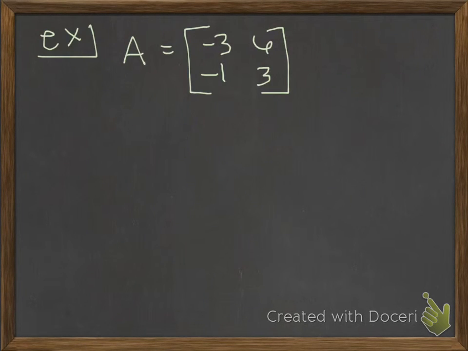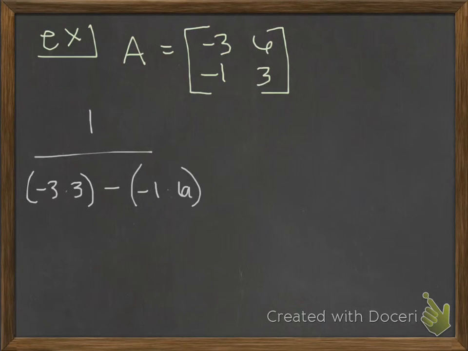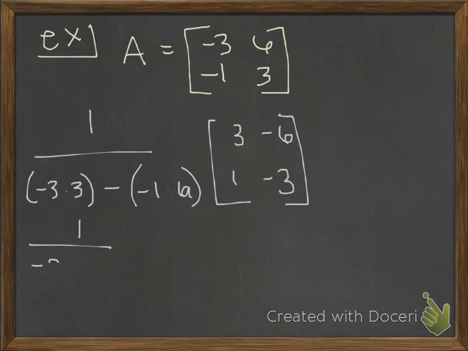So for the first example, we're going to find the inverse of this matrix. So to do that, do 1 over A times D, so that's negative 3 times 3, minus negative 1 times 6. And then we flip-flop this matrix, so A and D switch spots, so the 3 and the negative 3 switch. 6 stays where it is, but it becomes opposite. Negative 1 stays where it is, becomes opposite. So I have 1 over negative 9 minus negative 6. And those double negatives are going to turn positive. So that fraction out front is negative 1/3.